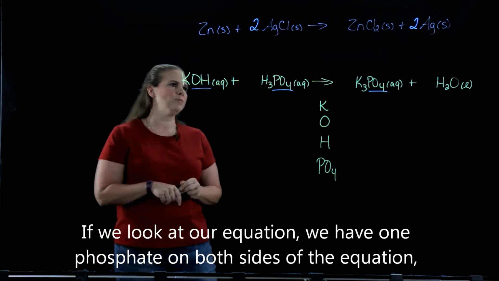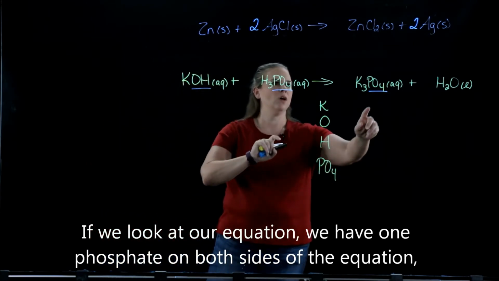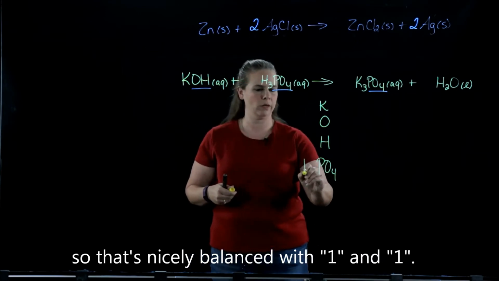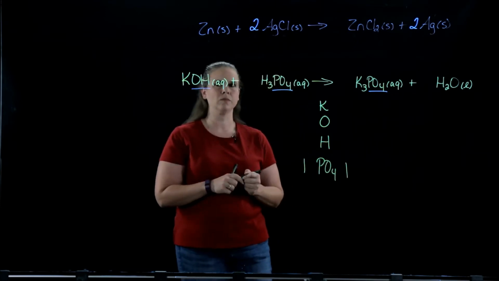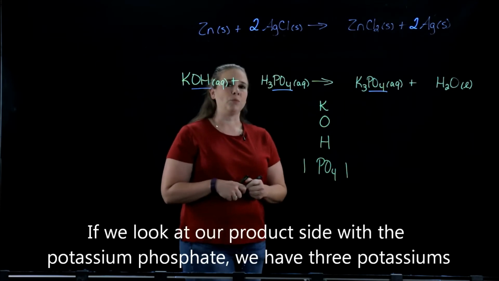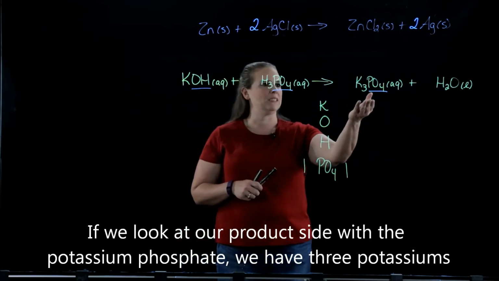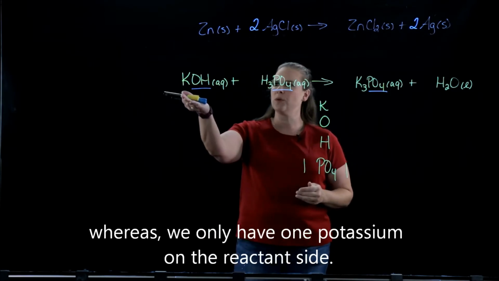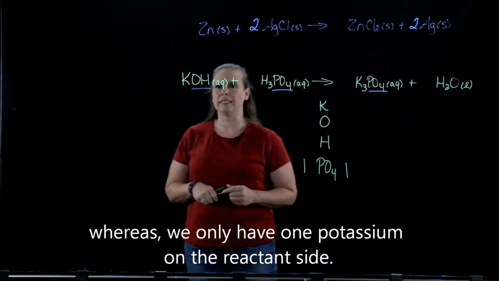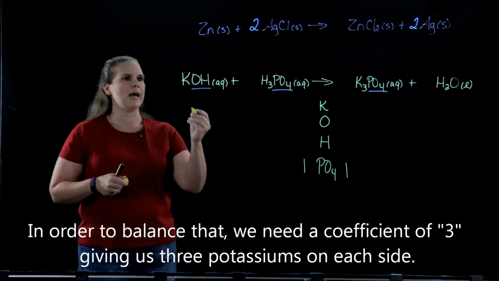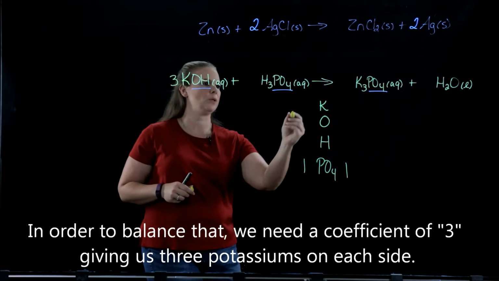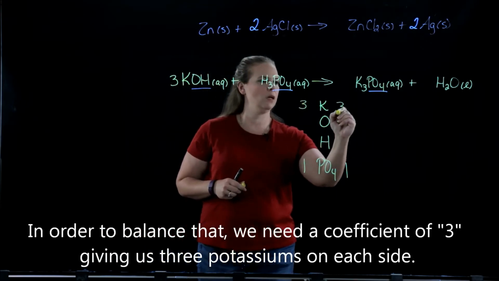If we look at our equation, we have 1 phosphate on both sides of the equation, so that's nicely balanced with 1 and 1. If we look at our product side with the potassium phosphate, we have 3 potassiums, whereas we only have 1 potassium on the reactant side. In order to balance that, we need a coefficient of 3, giving us 3 potassiums on each side.